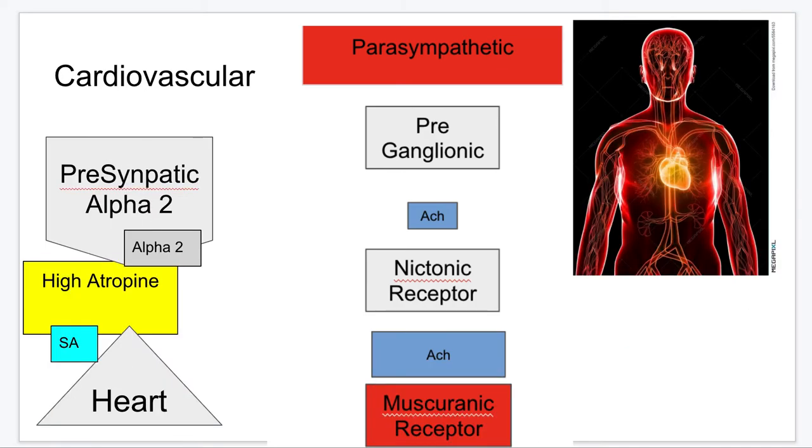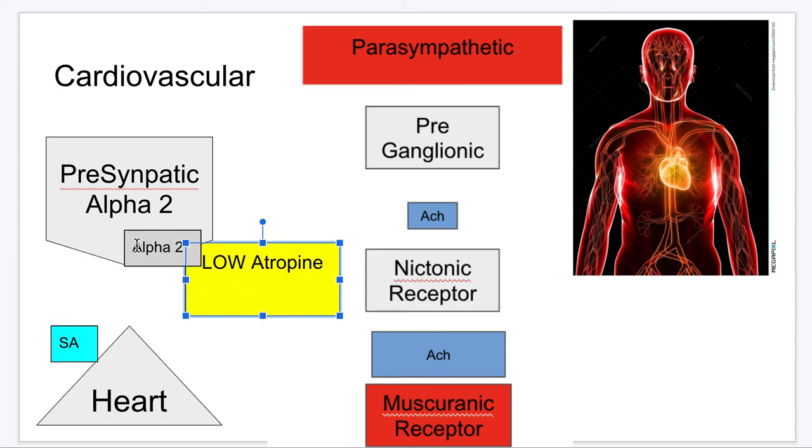The cardiovascular effects are quite complicated. There's going to be high atropine and also low atropine. Low atropine causes bradycardia. It binds to alpha-2 receptors, which then allows the acetylcholine to bind to the muscarinic receptors present in the heart, because alpha-2 is inhibitory, so it allows a lot of acetylcholine to bind to the heart.